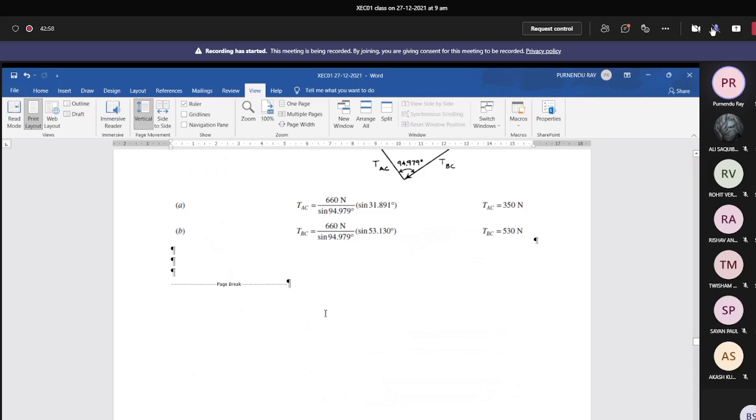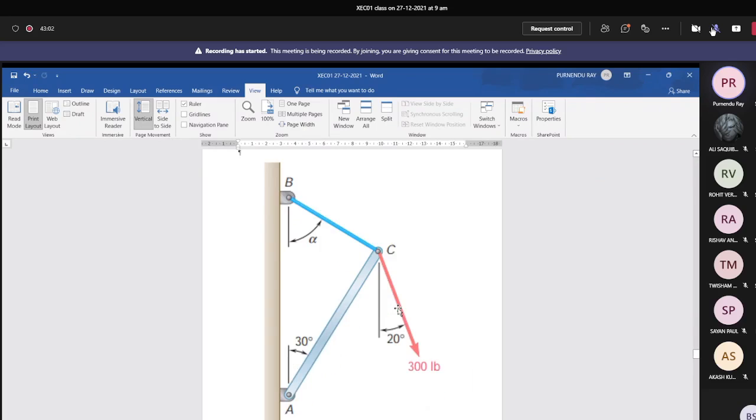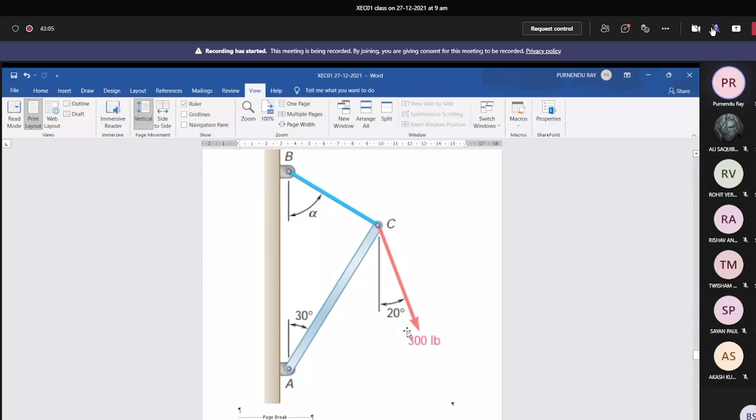Another similar situation is when the applied force is neither vertical nor horizontal, it is inclined, and please note down. What about the unit of the force? LB. What is the pound? So this is the pound force. This angle is given as 30 degrees. Now, if this angle alpha is given and you are asked to find the forces developed in this member CB and in this member CA, follow the previous procedure.